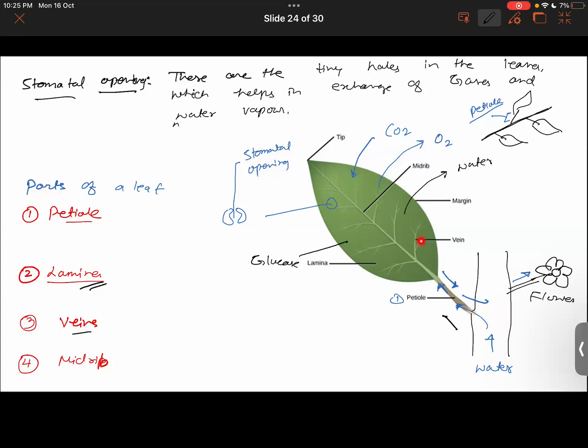So they will be transporting water and minerals, and they will also be carrying the glucose produced by the leaf, and then transporting it via the midrib and the petiole to the other portions of the plant. Are you able to understand? Is it getting clear?